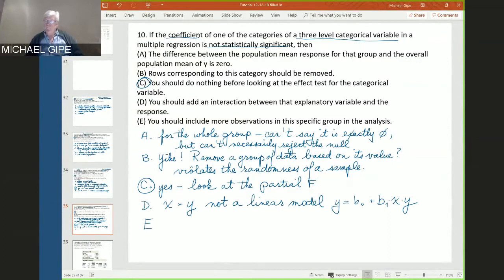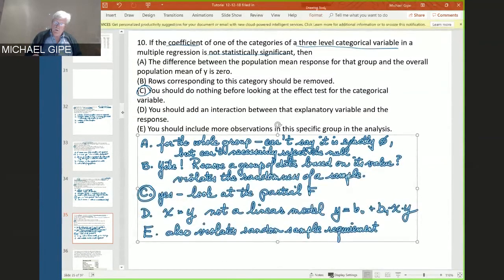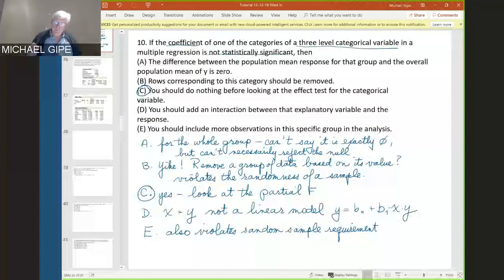How about E? You should include more observations in this specific group in the analysis. Well, this one also violates the requirement for a random sample, just like B. Okay, those were pretty simple. Let's move on to some of the more complex questions.